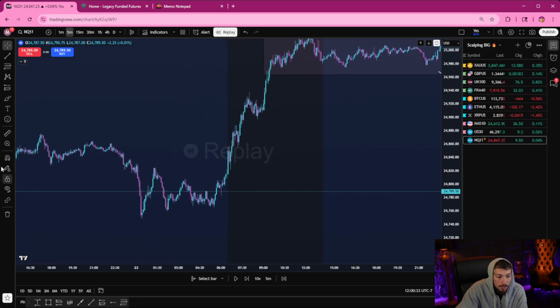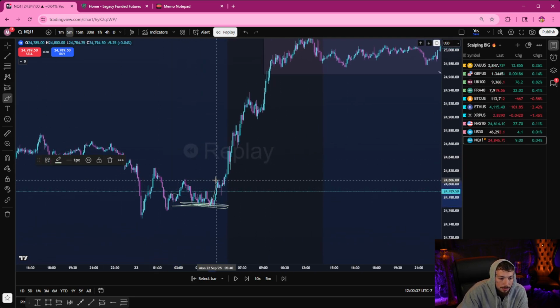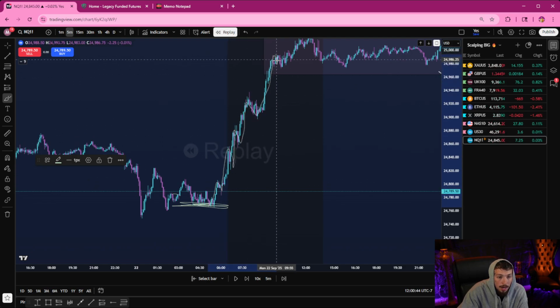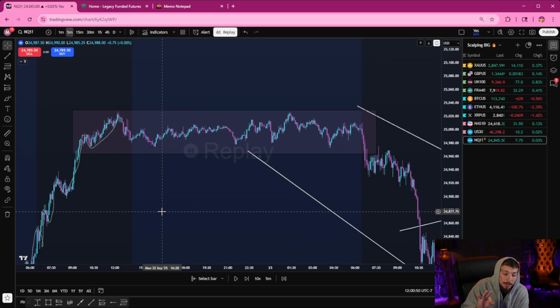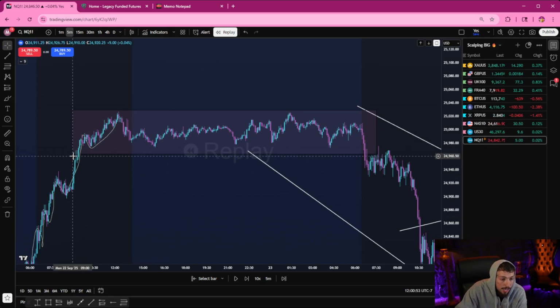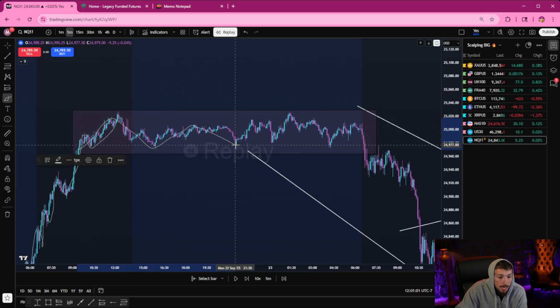As you can see right here, we create a beautiful support zone. We push up, higher high, higher low, higher high, higher low, and so on. Now from here, we didn't go into a bearish market structure. We went into our third type of market structure, price action, that is called consolidation. This is consolidation. What that means is price is moving sideways. We're going up, down, up, down, up, down.